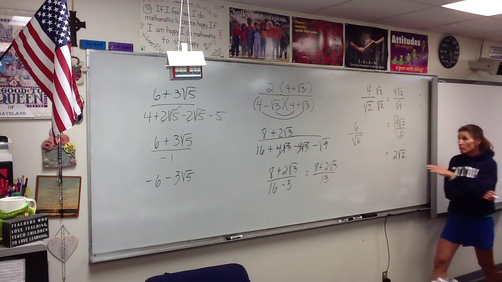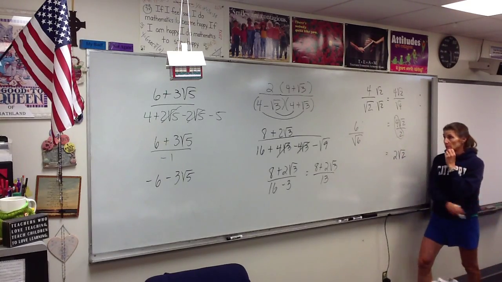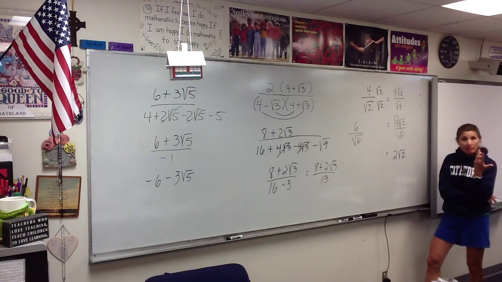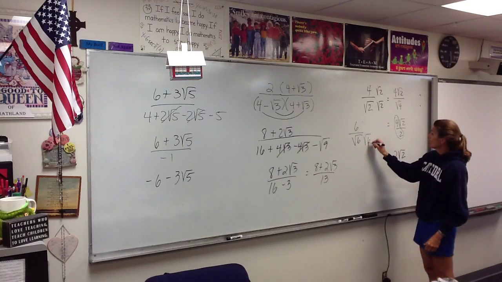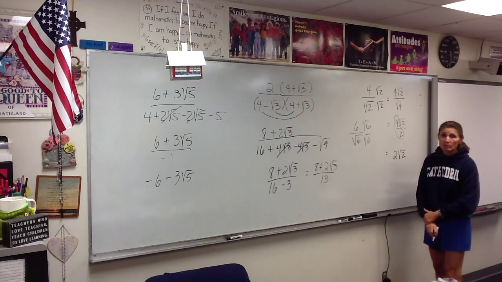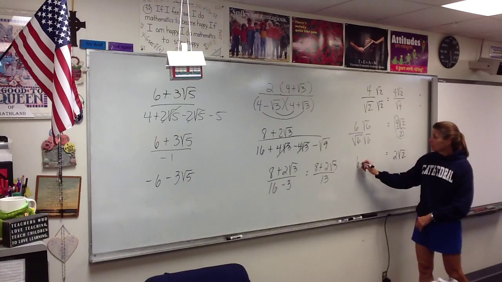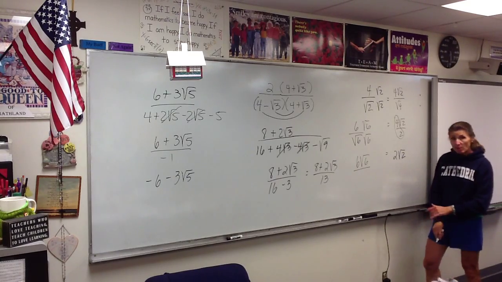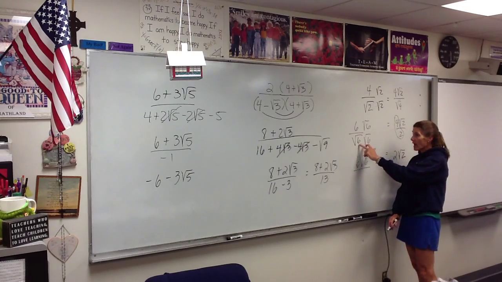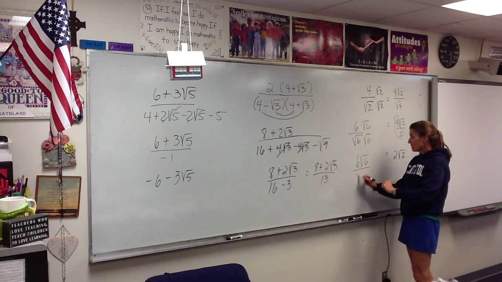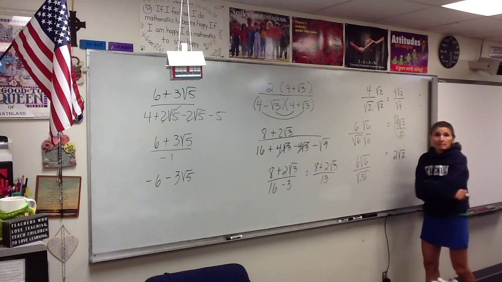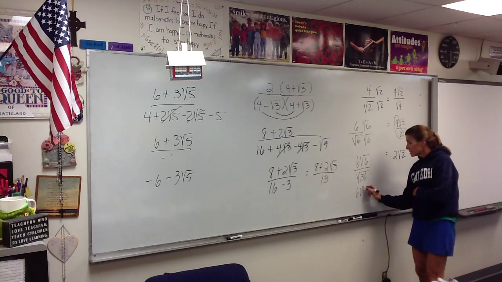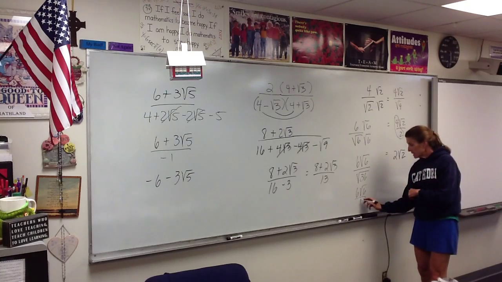Now, don't you dare try to cancel now. Outside, inside, can't cancel. But we do have a radical in the bottom. We do know what we need to do. We're going to multiply top and bottom by the square root of 6. So that will leave me with 6 radical 6 on the top. And on the bottom, since these are both inside the radical, underneath the radical, I can go ahead and multiply them together and get 36 under the radical. The square root of 36 is 6.